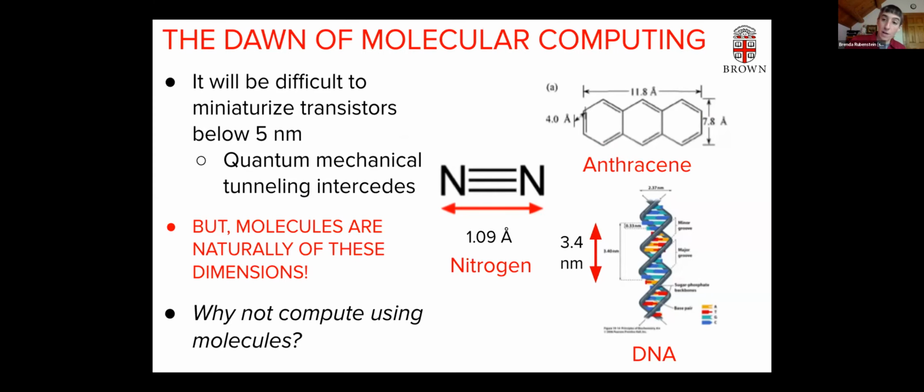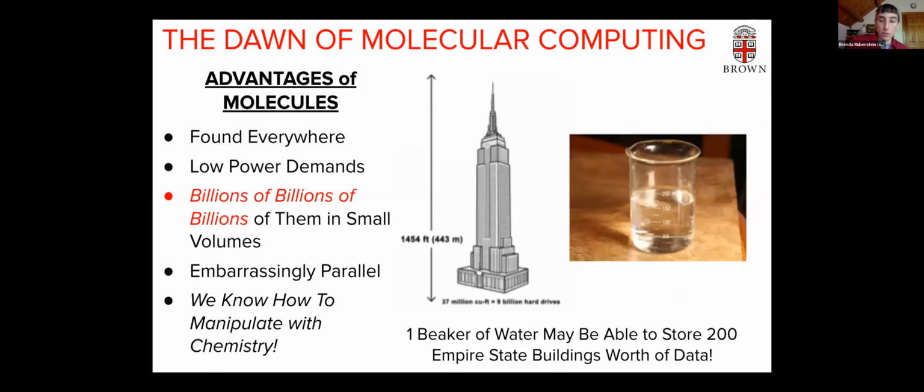But molecules themselves are smaller than, let's say, 5 nanometers or 3 nanometers. Many molecules will be smaller than those kinds of dimensions. And so why not potentially use molecules to store, to get smaller? And as we know, you can also talk about different thermodynamic limits of using molecules to do different things. So why not potentially compute using molecules?